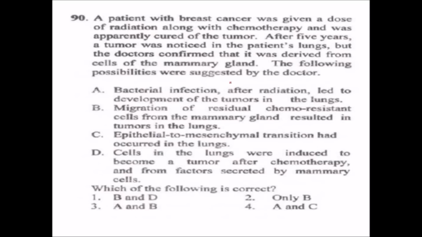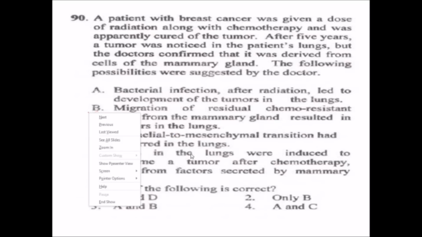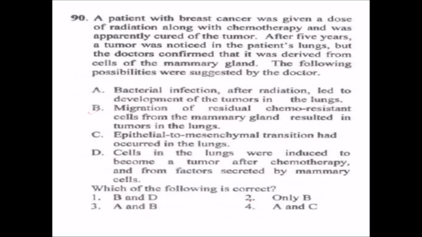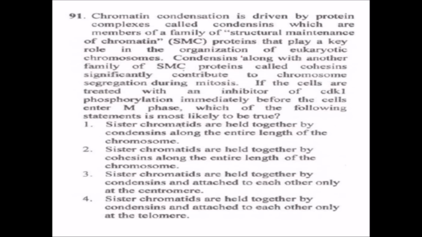Actually, what happens during chemo treatment is that there can be some residual cells remaining inside our body, and these can also spread to a nearby organ. So it might be possible that some resistant or residual cells may have migrated from the mammary glands and resulted in the tumor in the lungs. So the answer will be B. Move to the next one.